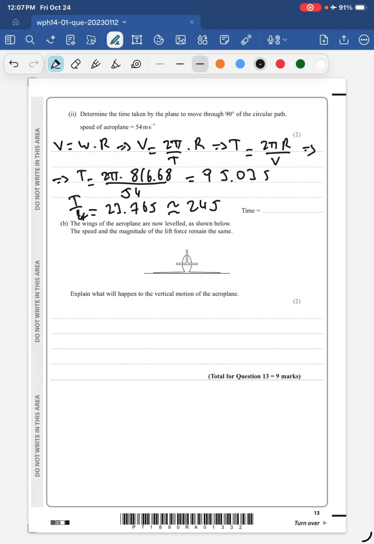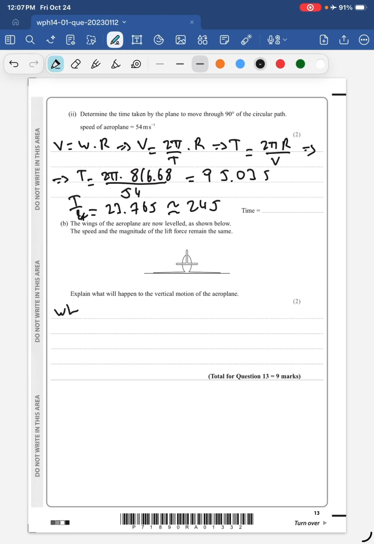Part B. The wings of the aeroplane are now leveled as shown below. The speed and the magnitude of the lift force remain the same. Explain what will happen to the vertical motion of the aeroplane. The magnitude of the lift force remains the same. So I'm going to write a few things.